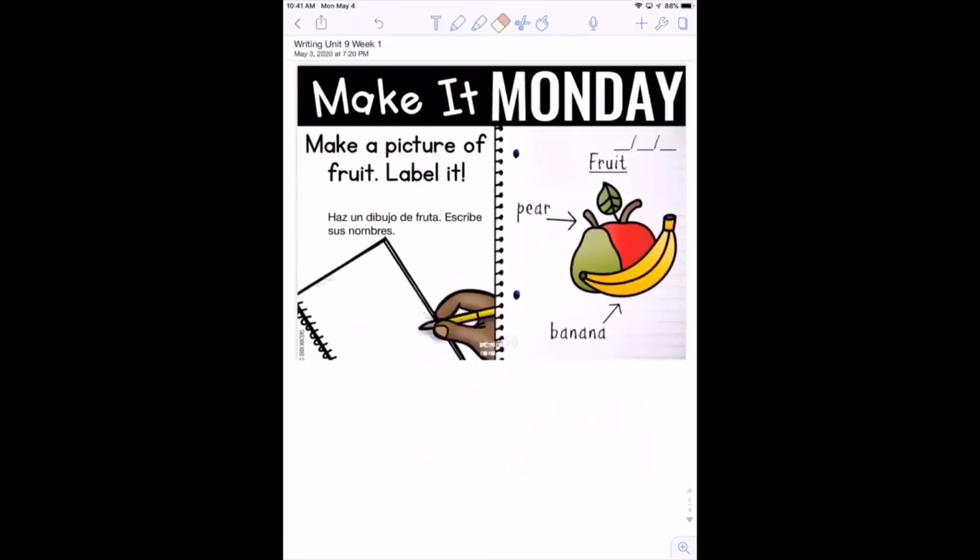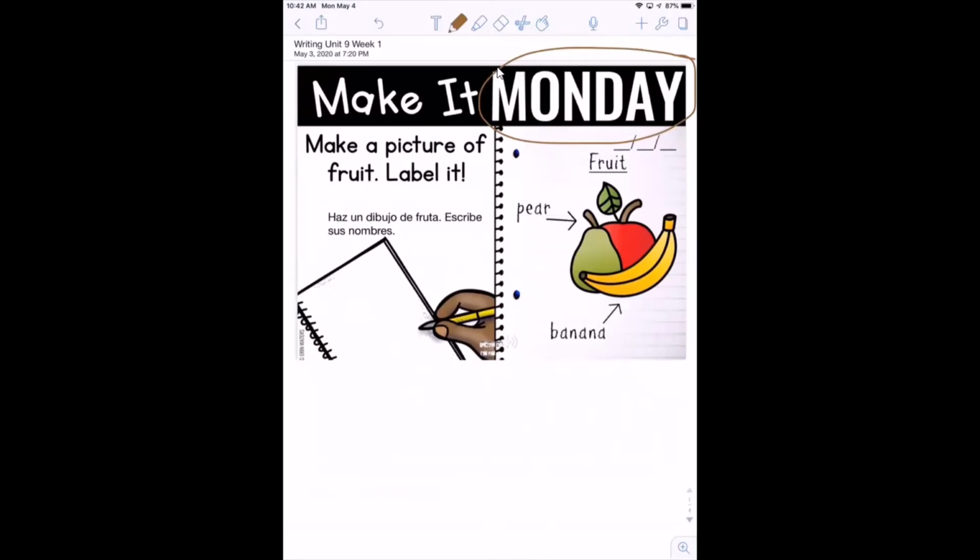It says, okay, this is for Monday. You see how on the top it has the day already, the day of the week, Monday. Okay, and then it tells you, make a picture of a fruit, label it, okay? So it doesn't have to be one of these fruits, it could be a different fruit, okay? But you're going to draw your fruit and label your fruit, okay?